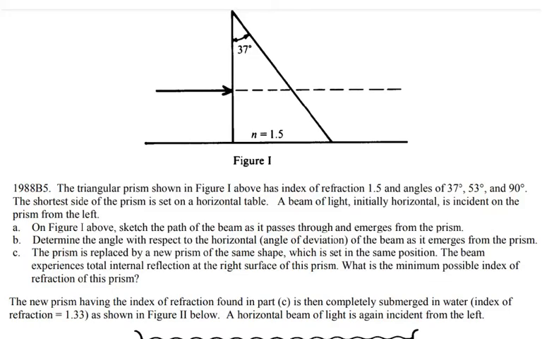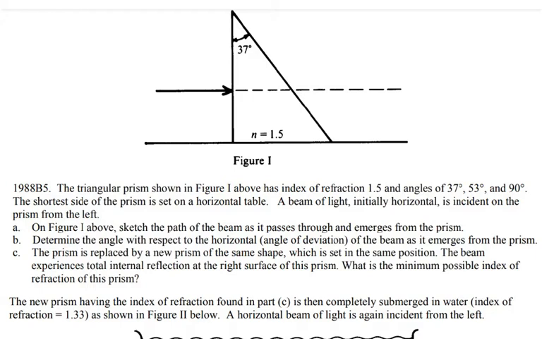In this FRQ question from 1988 AP Physics B, now these topics are covered in AP Physics 2, they say that a triangular prism shown in figure 1 above has index of refraction 1.5 and angles 37 and 53 degrees and a 90-degree right angle.